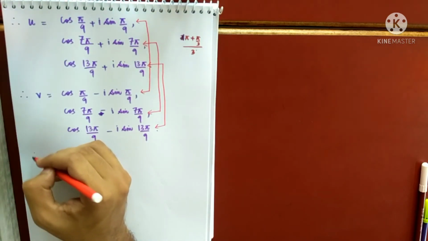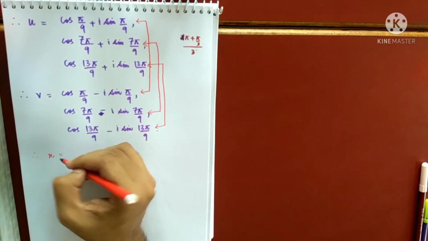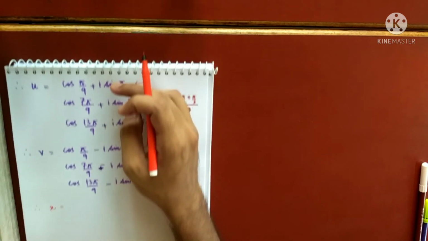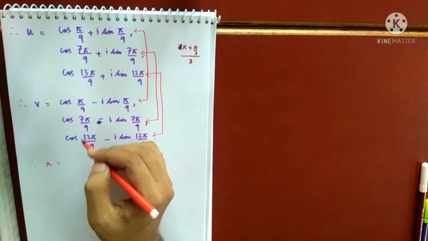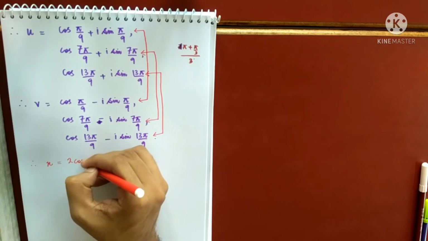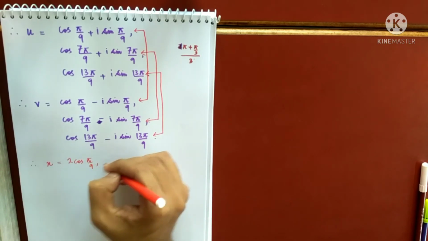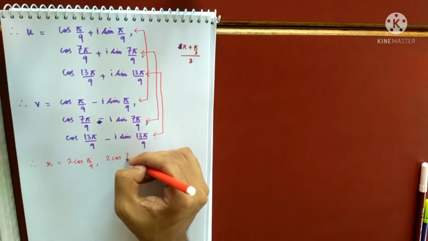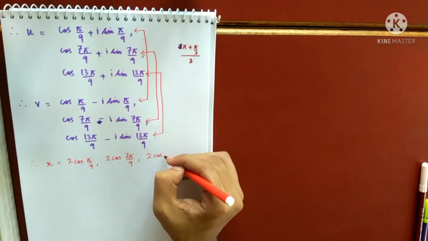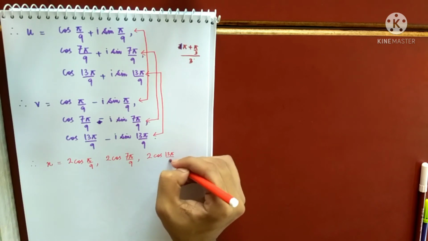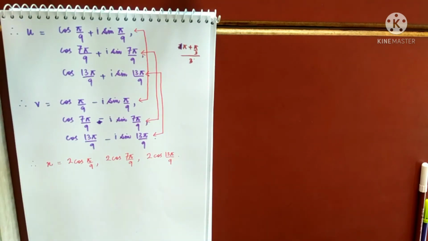So therefore, what is x? U plus v. So you will add this with this. So this and this are getting cancelled. So cos pi by 9, cos pi by 9, 2 cos pi by 9. Another one will be 2 cos 7 pi by 9. Another will be 2 cos 13 pi by 9. Okay. So these are the roots of your given equation.